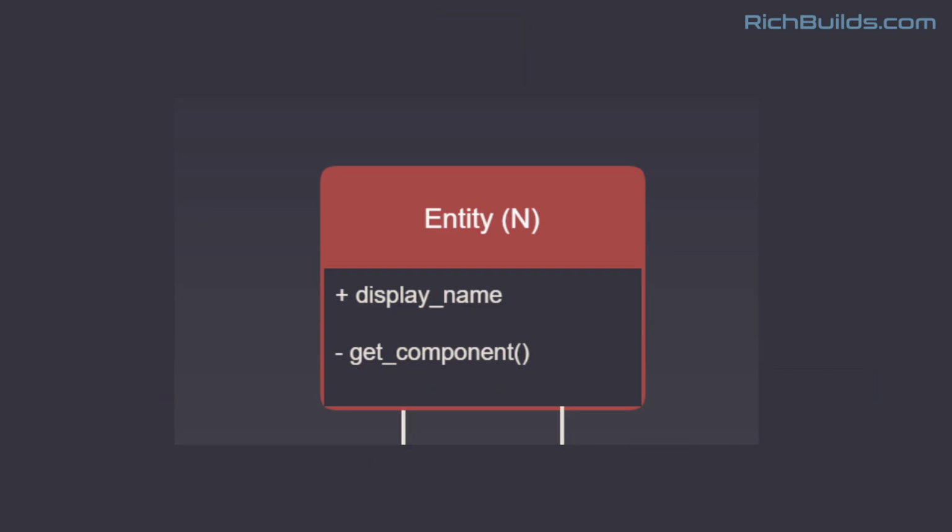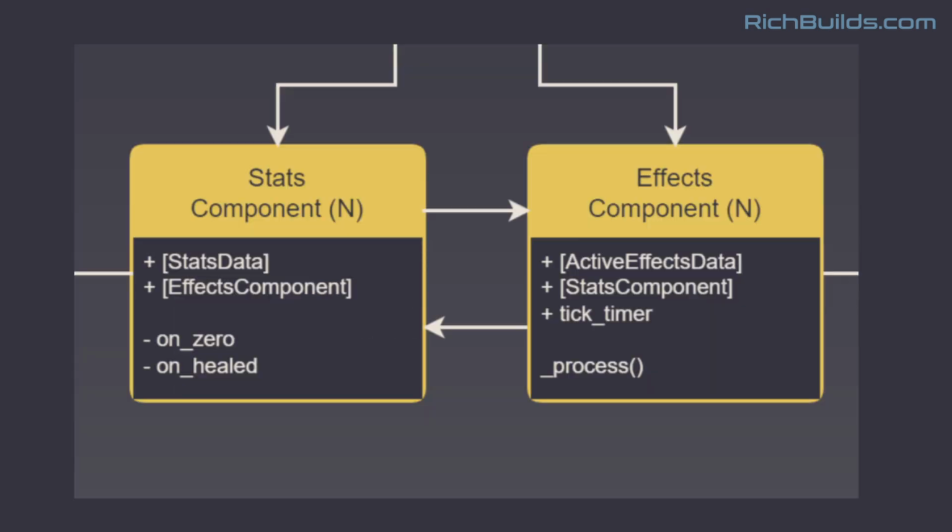Starting at the top, we have the entity that we want to give the stats to. It remains unchanged from before, and we don't need to touch the entity code at all this time. We're going to encapsulate all the stat and status effect logic and data into two self-contained components. Let's have a look at the stats component first.